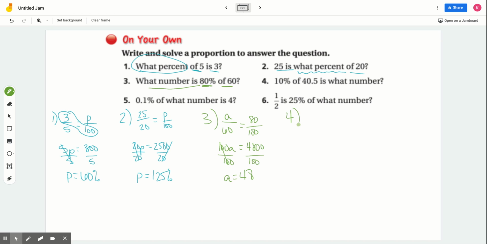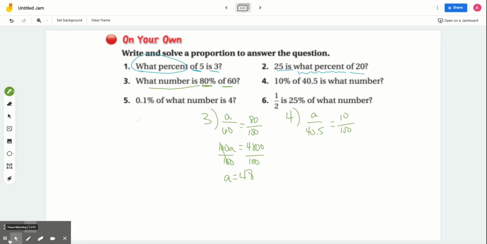Now go ahead and try number 4 on your own. Now, as you see with number 4, 10% of 40.5 is what number? So we don't know what the part is. Of 40.5 is the whole. 10% goes over 100. Again, we can cross multiply. 100 times A is 100A. 40.5 times 10 is 405. Divide by that 100 on both sides to find that A, or the part, is 4.05.